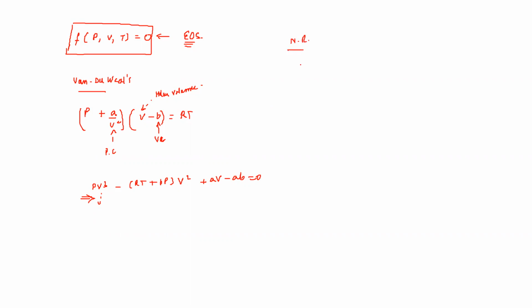In the Newton-Raphson method, we said that the (i plus 1)th volume would be equal to the ith volume minus F(Vi) upon F dash (Vi). The first volume that you substitute is your ideal volume, which is RT by P. Using this, you calculate the next volume, V1. Then you check the difference between V0 and V1.